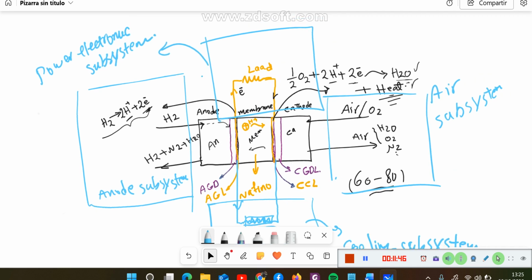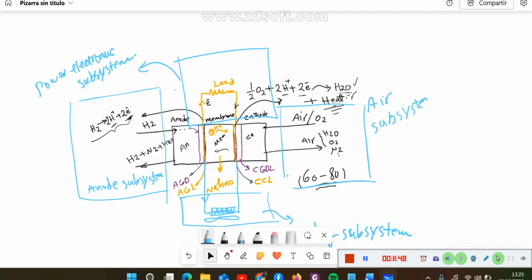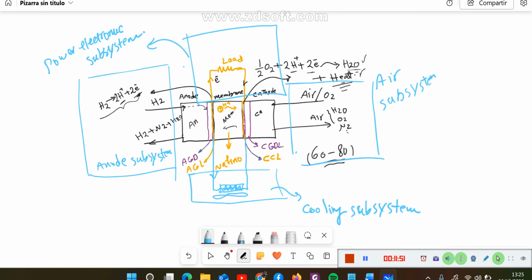The expression that we use for the whole subsystem here is the balance of plant, or BOP. If you hear about the PEM fuel cell, you always hear this word BOP. BOP means the integration of the anode subsystem, cathode subsystem, cooling subsystem, and power electronic subsystems.